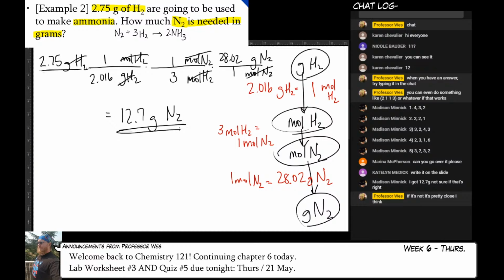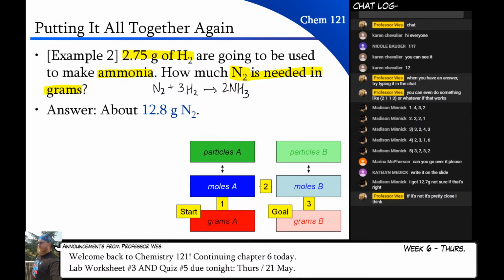That's what I get. 12.7 grams of nitrogen. Hopefully that is what you got too. My slide says 12.8. It's close enough for government work. And this is a union job.